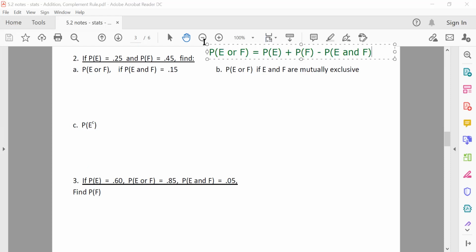So then both of these are going to be easy peasy. We want the probability of E or F if we know that the probability they both occur is 0.15. Oh, okay, so that's probability of E, 0.25, plus the probability of F, 0.45, minus the probability they both occur. And a little quick mental math, 0.25 plus 0.45 is 0.7, minus 0.15 is going to be 0.55.